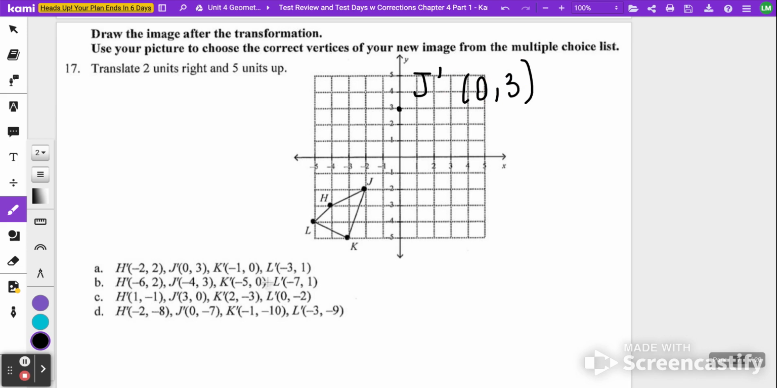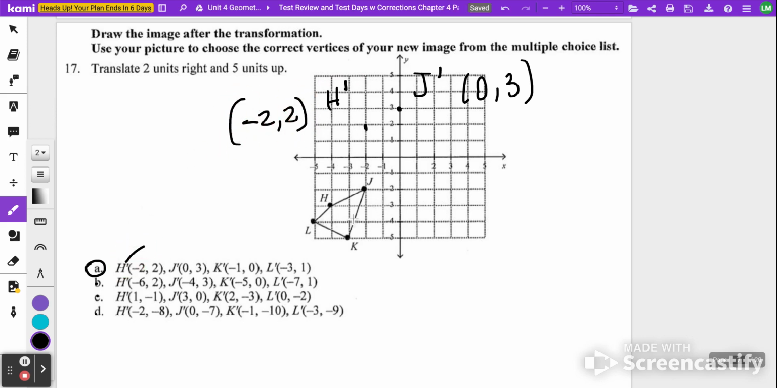So I go ahead and look for my J prime, and the only option that has 0, 3 is option A, which just means I want to double check, make sure these aren't it. H, I go over 1, 2, up 1, 2, 3, 4, 5. H prime is at negative 2, positive 2. So far, A is still looking like it's it.